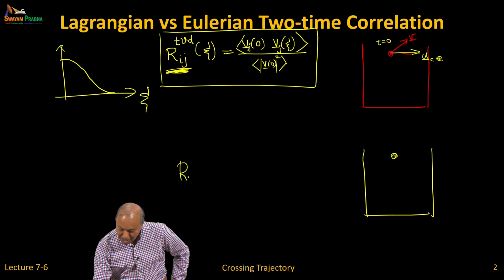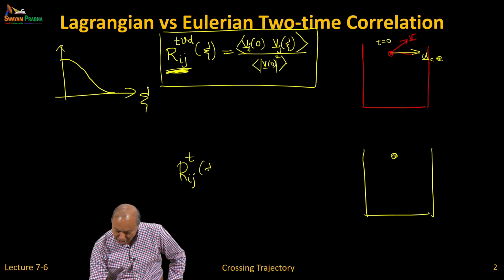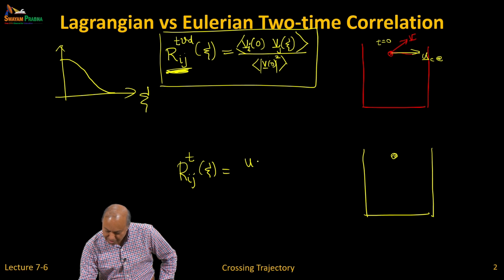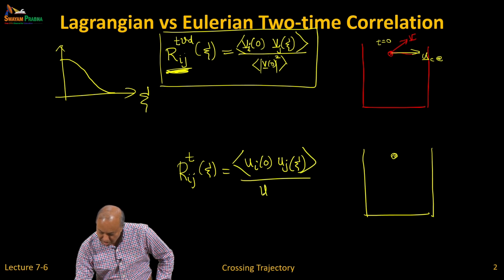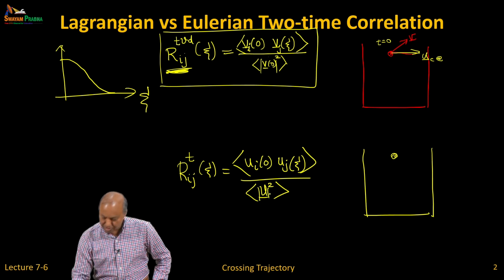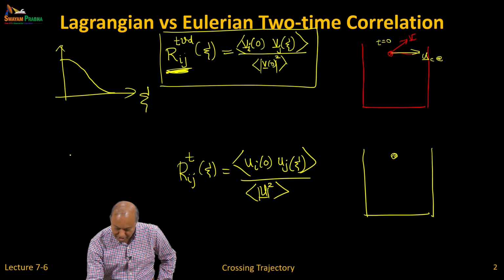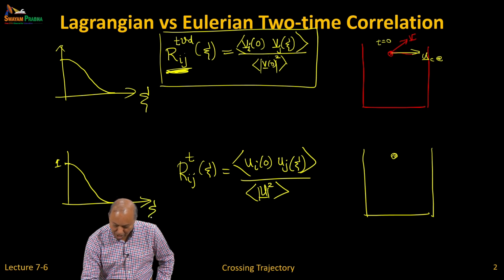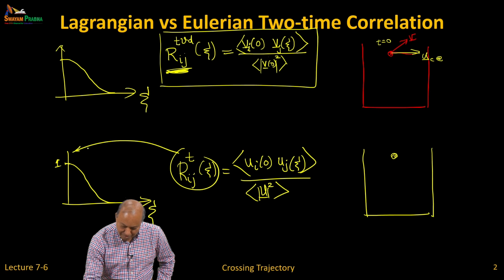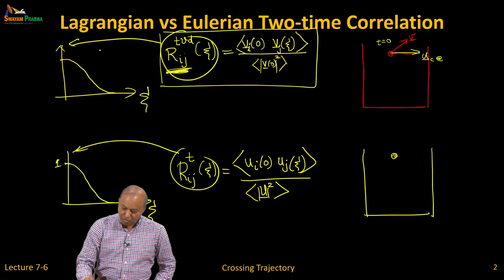What is really accessible in an experiment is a much easier one: the same 2-time correlation between the ith component and the jth component. This is something you can calculate. This also will look like this. It will start at 1. It may decay at a different rate. They look qualitatively the same, this one and this one. So, what is the difference here?